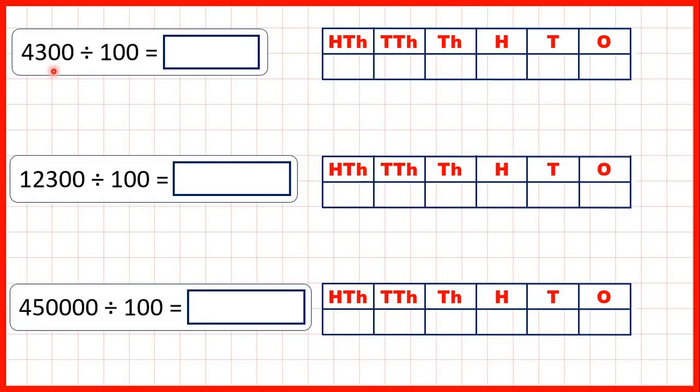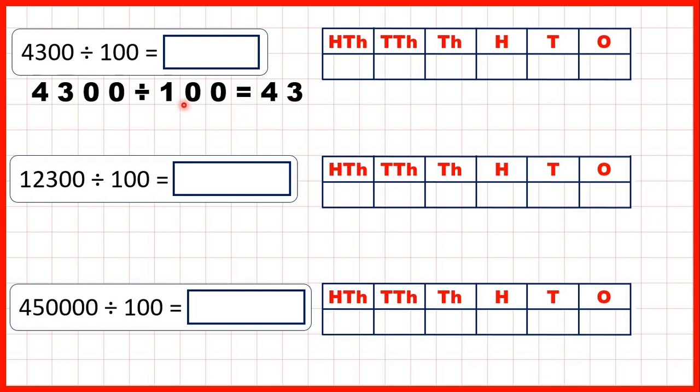Now for these questions, we start with multiples of 100, so numbers that have zeros in the tens and ones, and we're dividing by 100. So first, we have 4,300 divided by 100.